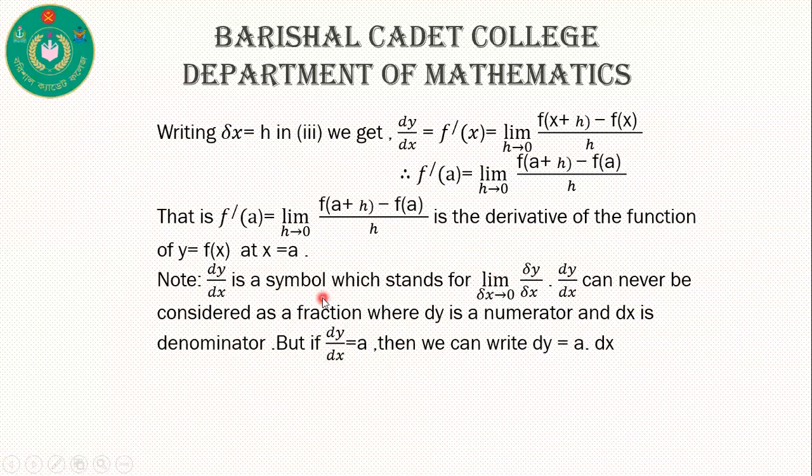Remember these things. Again, I repeat, dy by dx is a symbol which stands for limit del x tends to 0 del y by del x. Dy by dx can never be considered as a fraction where dy is a numerator and dx is a denominator. But if dy by dx equal to a, then we can write dy is equal to a dx.